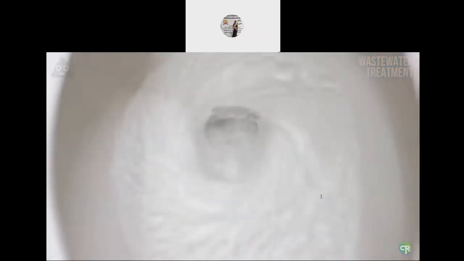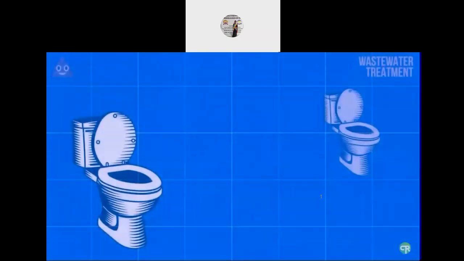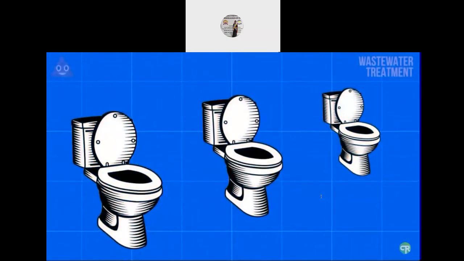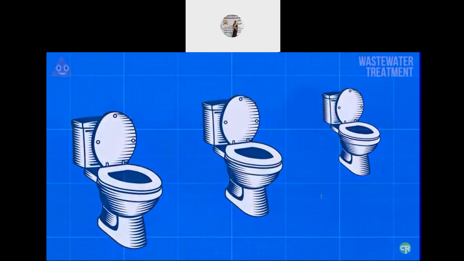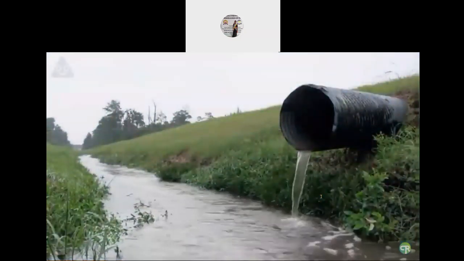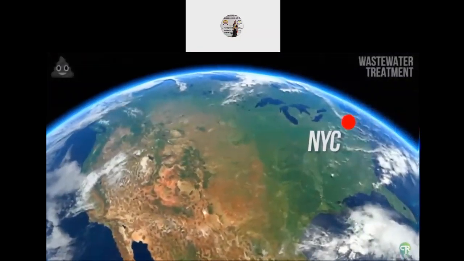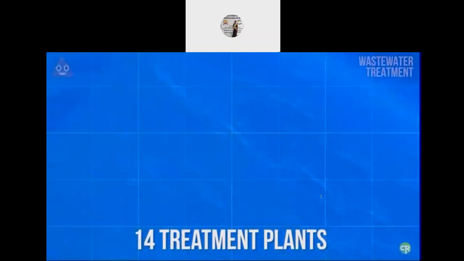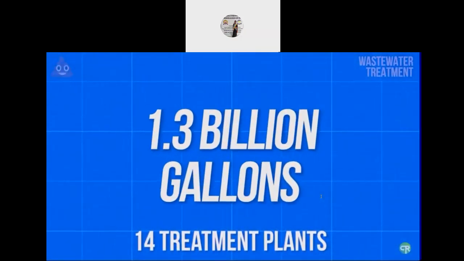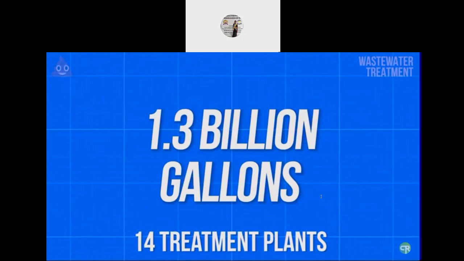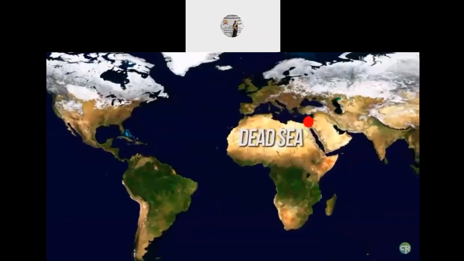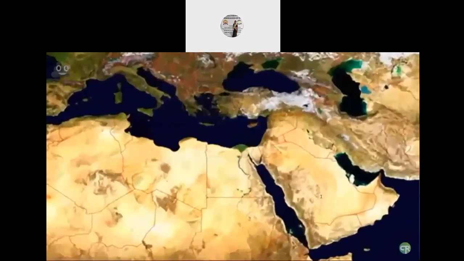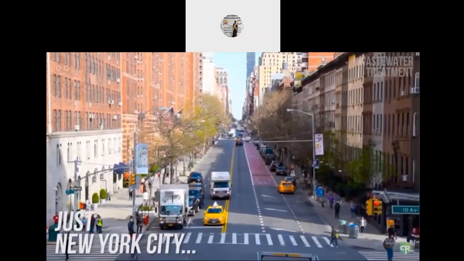Flushing just your toilet may not seem like a big deal, but when you couple it with thousands, if not millions, of others doing the same, it can result in some pretty high sewage flow rates. New York City has an array of 14 wastewater treatment plants that handle a combined 1.3 billion gallons of wastewater daily. That's enough wastewater to fill the Dead Sea with pure sewage in just 8 years. And that's just New York City.